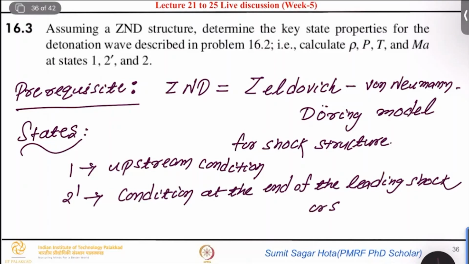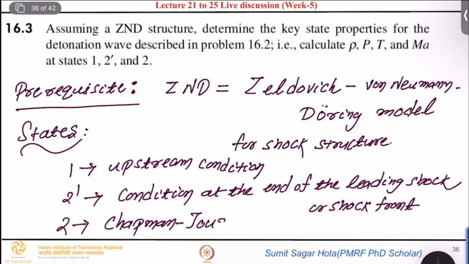State 2 dash is at the shock front. Now what is state 2? State 2 is the Chapman-Jouguet point, or the end of the combustion.